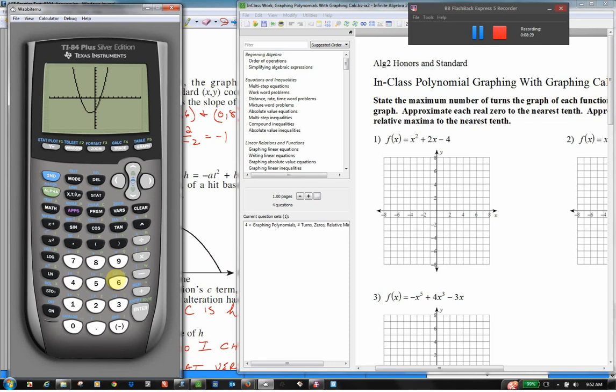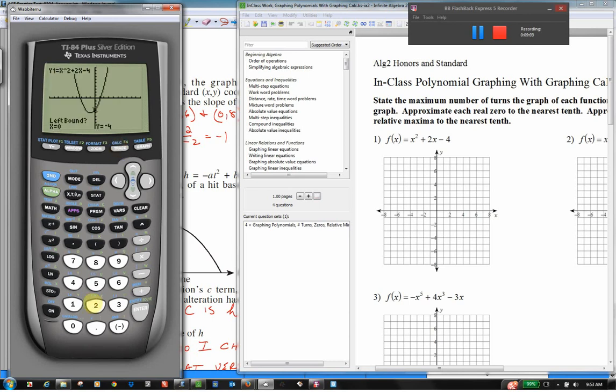And what you're going to do is, notice there's this trace key. I'm not interested in that. I'm interested in what's above it. It says calculate. So I'm going to need my second key. So I'm going to press second, and then the trace, or second calc. And it gives me some things that I can calculate on this calculator. And the ones I'm going to be interested in are 2, 3, and 4: the zeros, the minimums, and the maximums. So let's go get the zeros right now. So I'm going to press 2, and I'm going to go back to the graph.